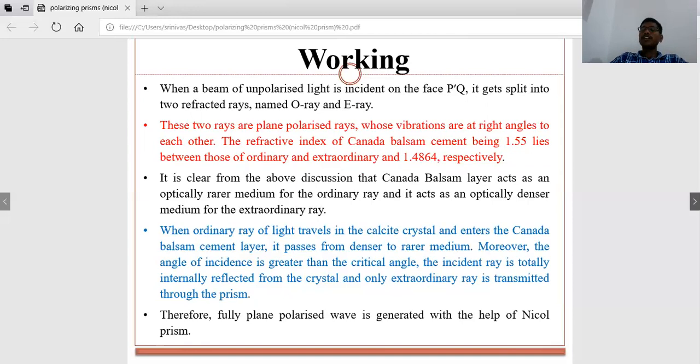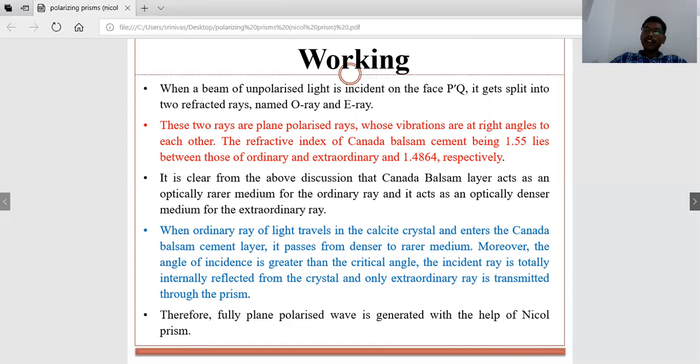The refractive index of the Canada balsam, being 1.55, lies between those of the ordinary and extraordinary rays, 1.658 and 1.4864 respectively. It is clear from the above discussion that the Canada balsam layer acts as an optically rarer medium for the O-ray and as an optically denser medium for the extraordinary ray. That's why the refractive index is different between those two, and the Canada balsam acts as a rarer medium for the ordinary ray and a denser medium for the extraordinary ray.